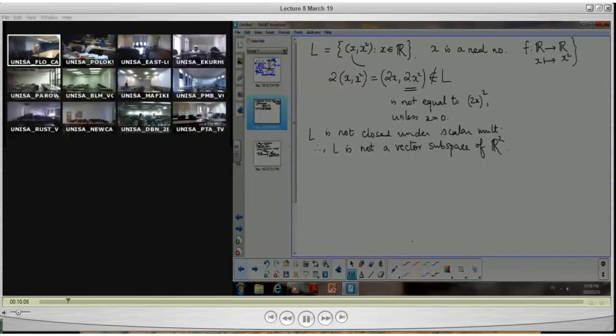What is L? L is actually the graph of the function. If you actually try to draw this, your L looks something like this. This is your L. What I'm interested in is whether L is a subspace of R^2 or not.